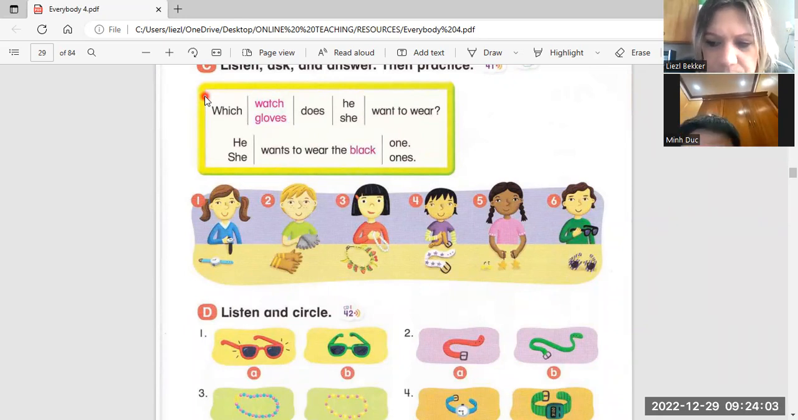Number two, which gloves does he want to wear? He wants to wear the gray ones. Number three, which necklace does she want to wear? She wants to wear the white one. Number four, which belt does he want to wear? He wants to wear the brown one. Number five, which earrings does she want to wear? She wants to wear the yellow ones. Number six, which sunglasses does he want to wear? He wants to wear the black ones.